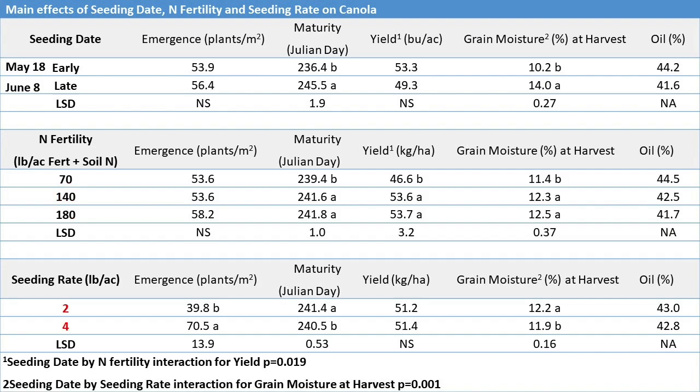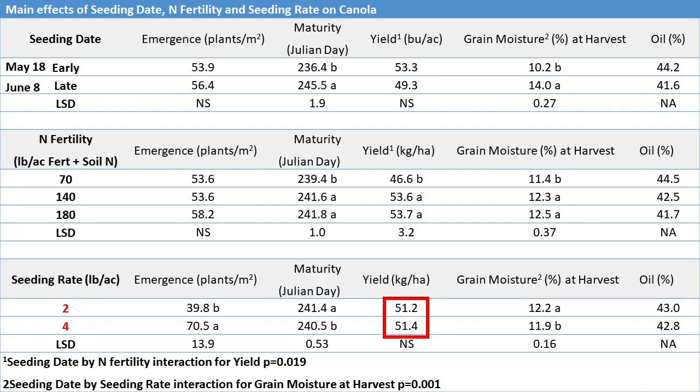Emergence rates were very similar between the early and late seeding dates. So, on average, seeding at 2 pounds per acre resulted in 39.8 plants per meter squared, and 4 pounds produced 70.5 plants per meter squared. Emergence close to 40 plants per meter squared is considered adequate to maintain yield potential, and that was certainly the case in this study, as the yields between seeding rates were nearly identical.